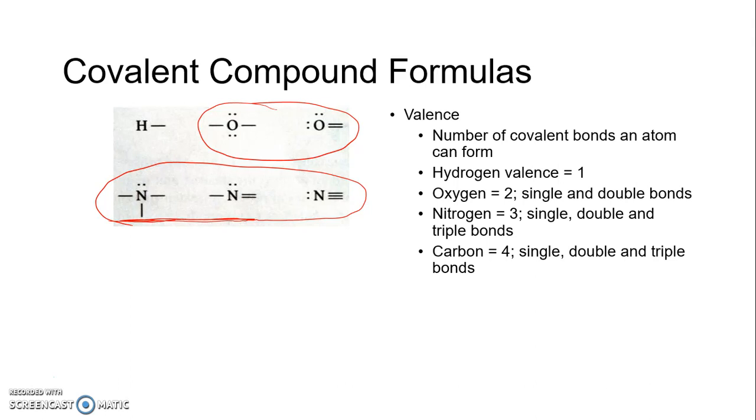Carbon was what we saw in the last slide. There are 4 valence electrons, which means it can accept 4 more. Carbon is the same way. You can have 4 different arrangements: all single bonds, a combination of single and double, 2 double bonds, or a single and a triple. So you can have combinations of single, double, and triple bonds.